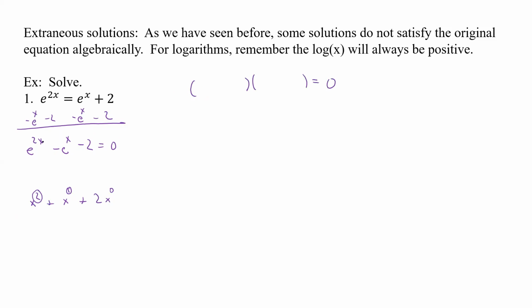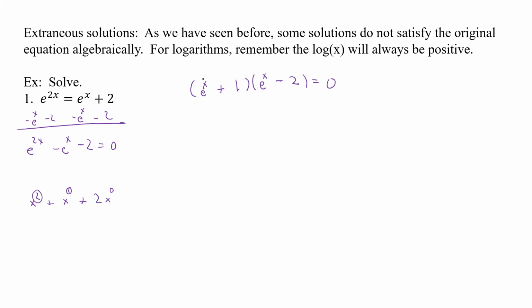Well, we're going to use e to the x as our first term, because that times that is going to give me e to the 2x. Now, what factors of 2 are there? Well, there's 1 and 2, and I have a negative, so I have to have one positive and one negative. But the key is the larger has to be negative, and the smaller has to be positive.